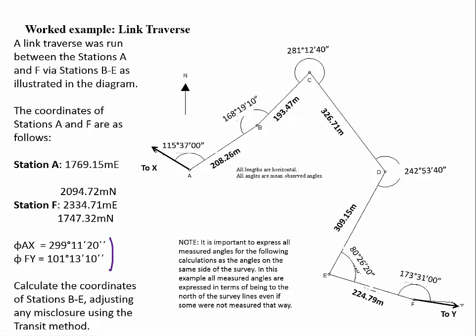These are the whole circle bearings from A to X and F to Y. If north is straight up, remember the whole circle bearing starts at north, moves clockwise. So this angle here is 299°11'20", and this angle here is 101°13'10".